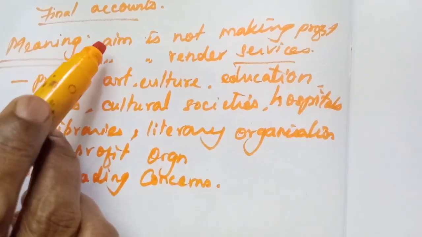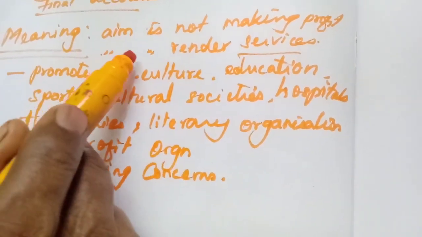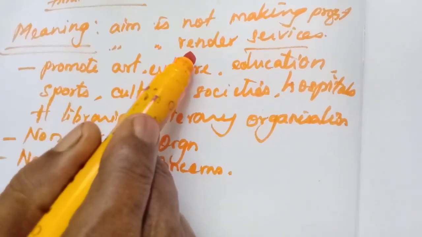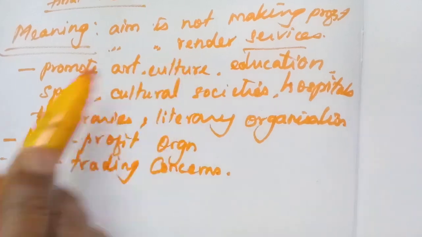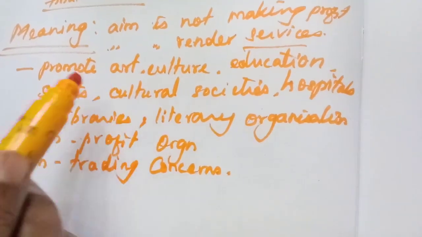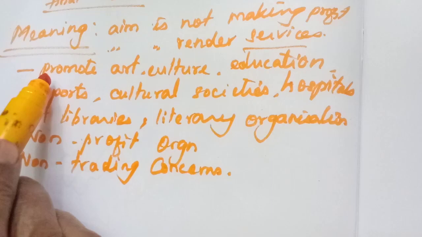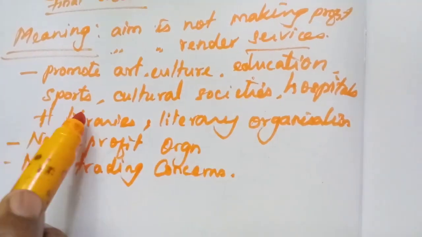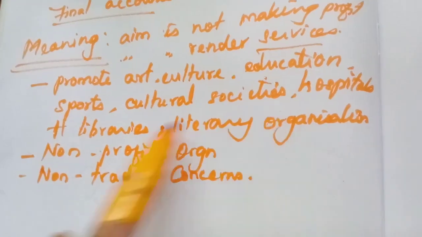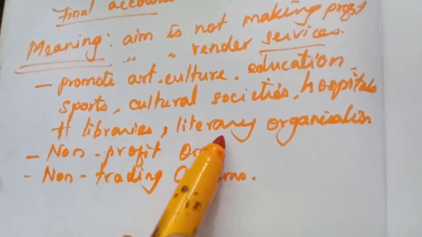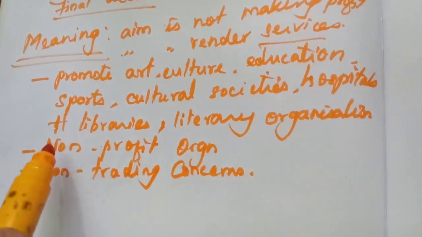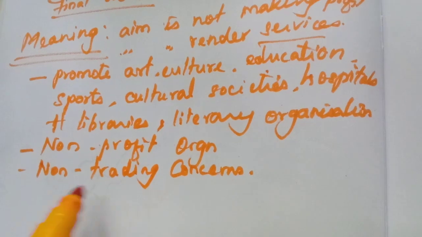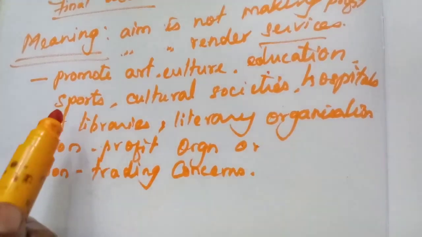Not-for-profit organizations' main aim is not making profit. Instead, they render services to the public without any profit motive. The main intention to start an organization is to promote art, culture, education, sports, cultural societies, then hospitals, libraries, and literary organizations. This not-for-profit organization is also called non-profit organization or non-trading concerns.